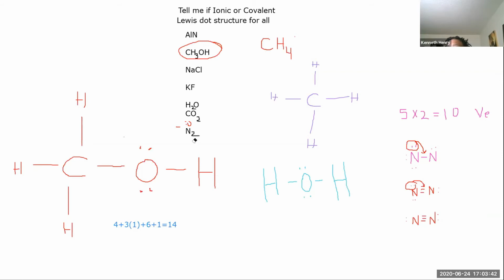Okay. So, and how many valence electrons does nitrogen have? Let's look at the periodic table.